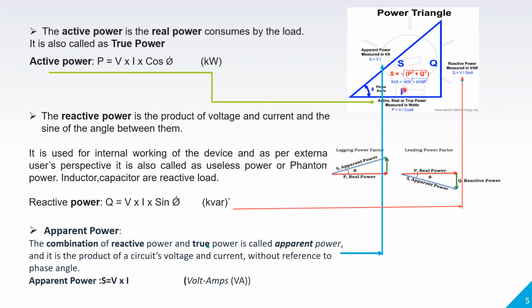So this is the power triangle. Now we'll see one by one. The active power is the real power consumed by the load. It is also called true power. See, there are different names. Active power is the actual output of that load or device.